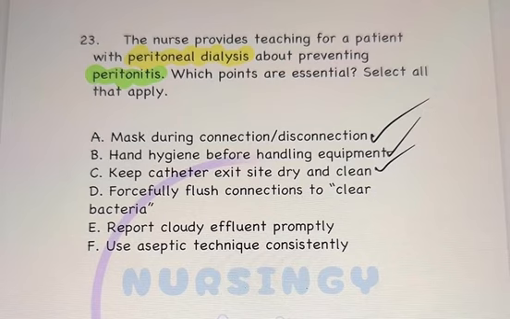What about D, forcefully flush connection to clear bacteria? Can we flush the bacteria? No. If we flush the bacteria, it's going inside. That means it's going into the peritoneal cavity and that means it's going to cause peritonitis. Okay? It should never be done.